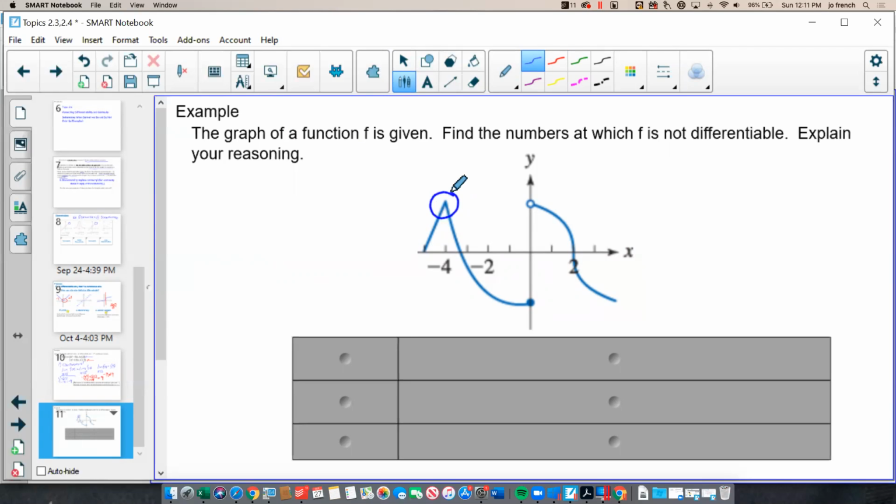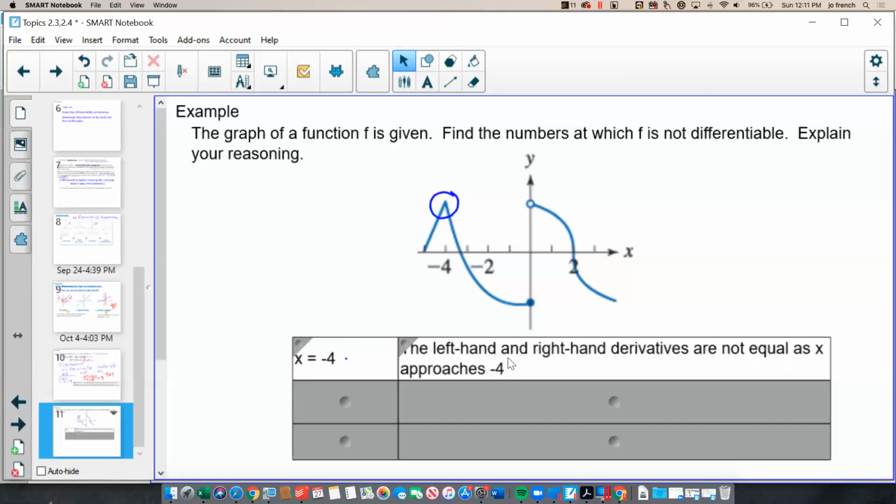We've got a sharp turn or corner, and as we know, that's one of the possibilities to prevent us from taking a derivative. So at x equals negative 4, we would say the graph is not differentiable, and our reasoning would be that there is a sharp corner. The left-hand and right-hand derivatives are not equal as x approaches negative 4. We have a sharply positive slope and a sharply negative slope, which do not converge.